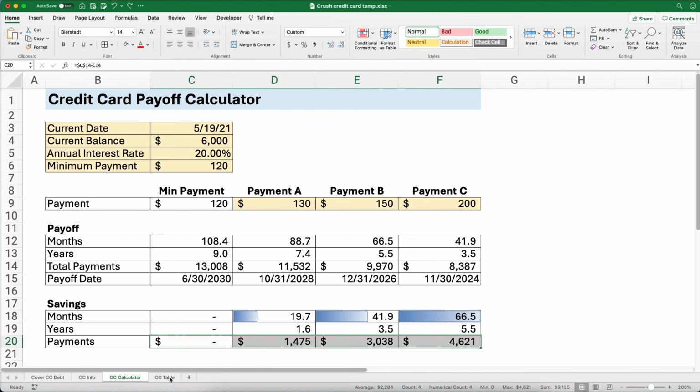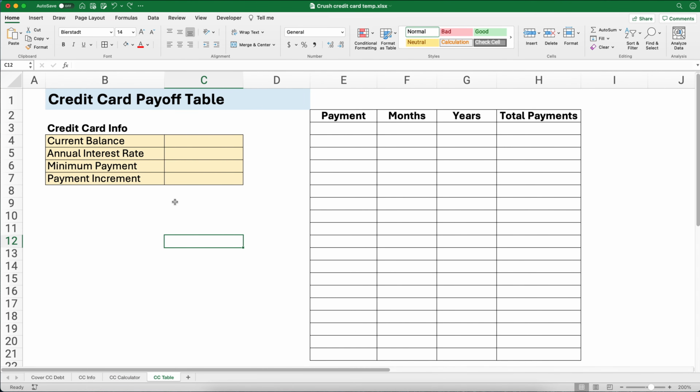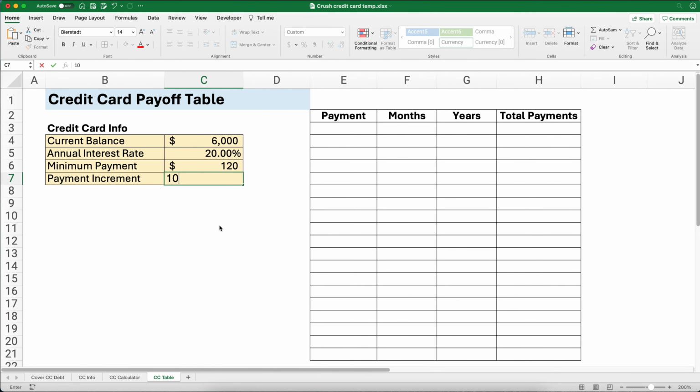Let's do one more. Let's do a credit card table. There's another way to do this. If this is easier to look at, you kind of see it in a different way. Let's say the current balance is $6,000. Go back to our original numbers. 20% is our annual rate. Let's say our minimum payment is $120, and we're going to say, well, what if we make extra $10 payments each month or whatever? It goes from $120 to $130 to $140 and so on.